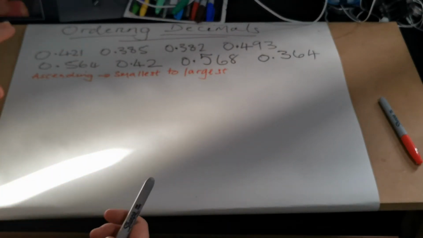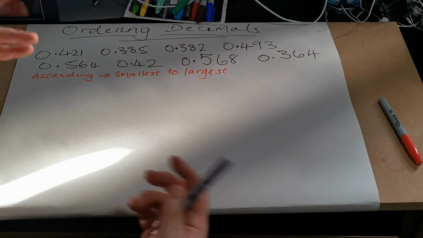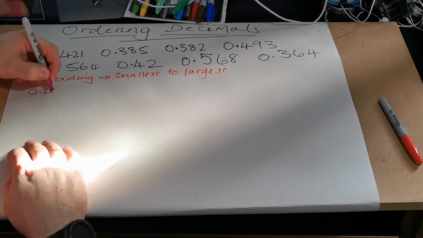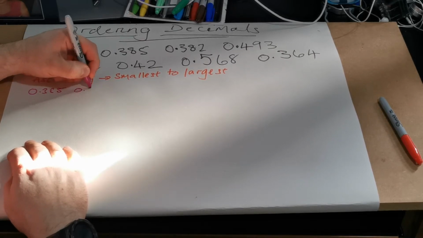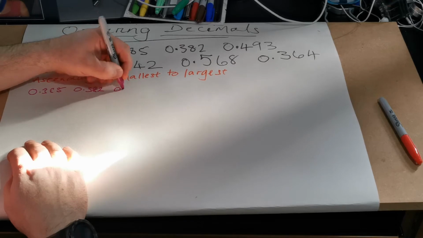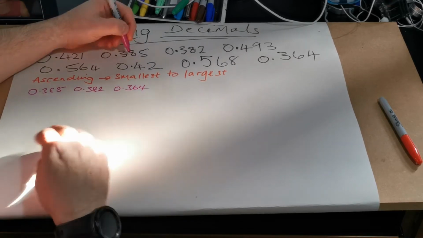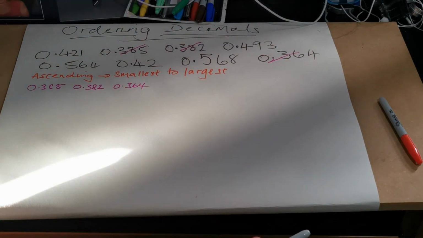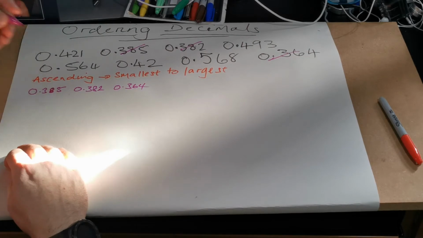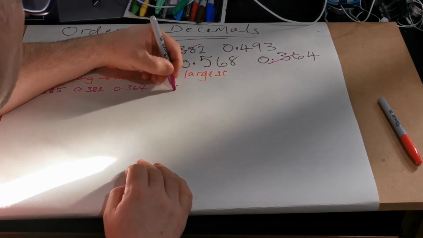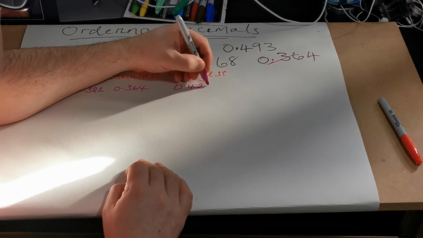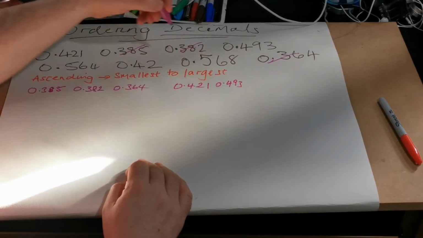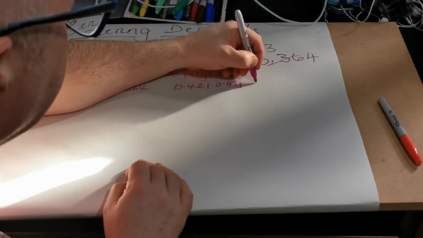So I'm going to split them into groups. So I know I've got 0.385, 0.382 and 0.364. So there's all my 0.3s. The next most sensible one to do would be the 0.4s. So I've got 0.421, 0.493 and 0.42.